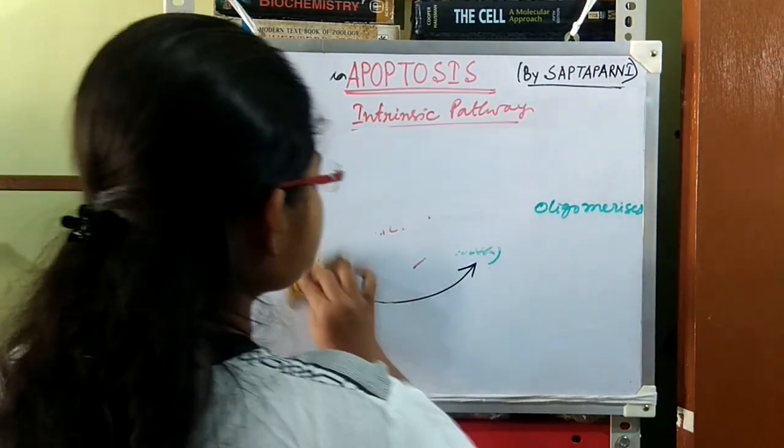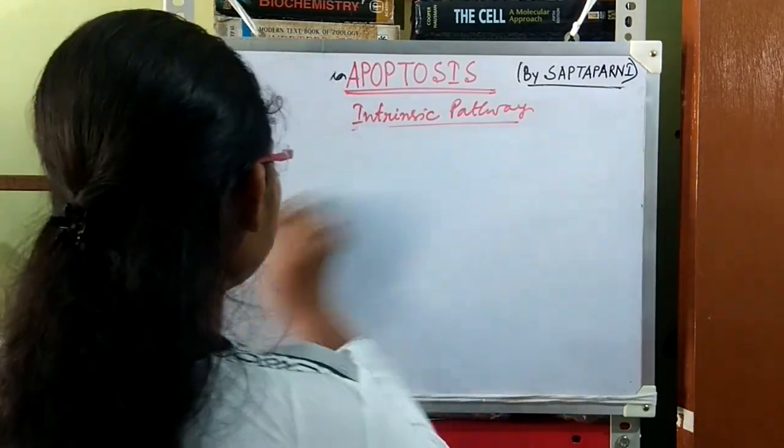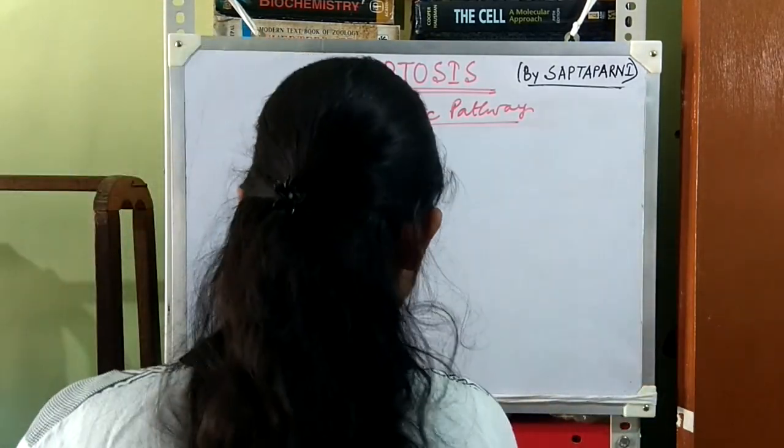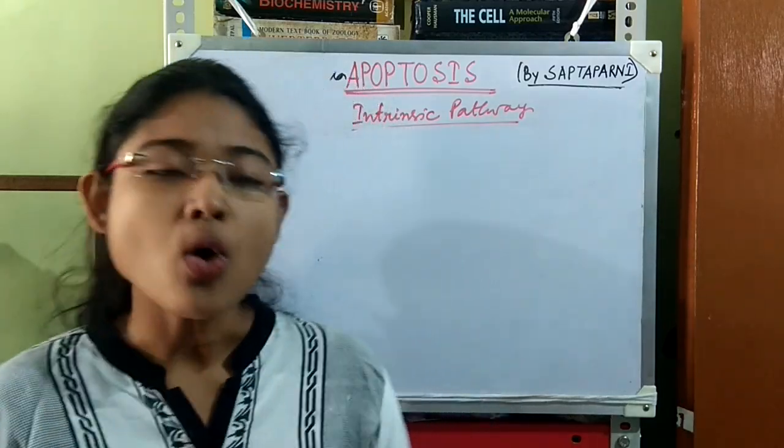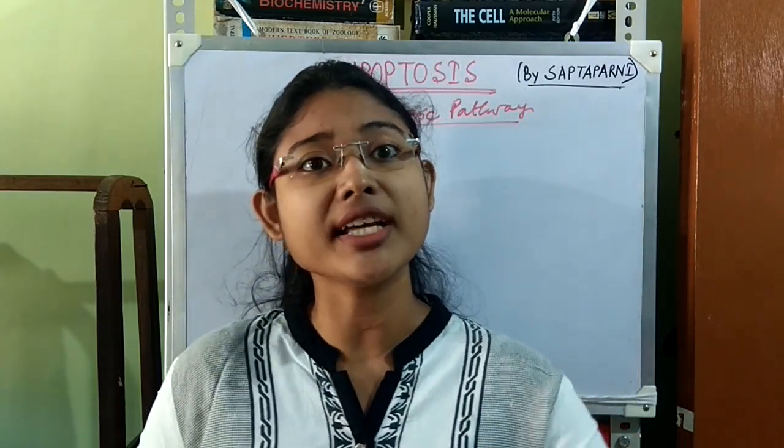Now, there is a link between the extrinsic and intrinsic pathway of our body. Whenever the extrinsic pathway is activated, our body tries to amplify that death signal by activating the intrinsic pathway, and that is done by the Bid protein, the BH3 family protein Bid.